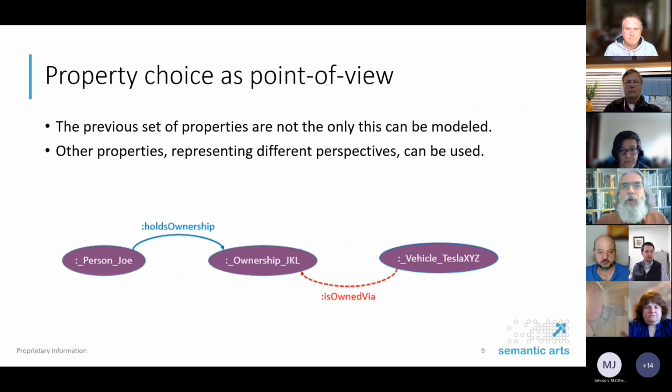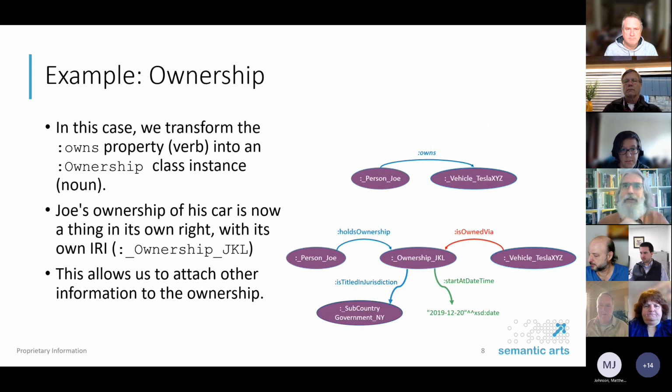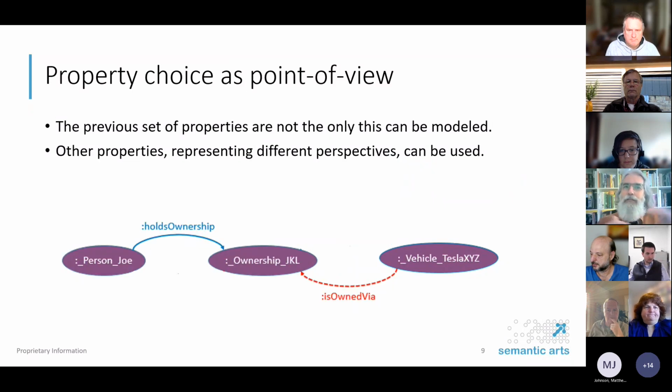Now, the properties that I used in the prior slide, as we look over here: Joe holds the ownership, the ownership has its IRI ownership JKL, and the Tesla is owned via that ownership. The choice of those properties kind of indicates a point of view.